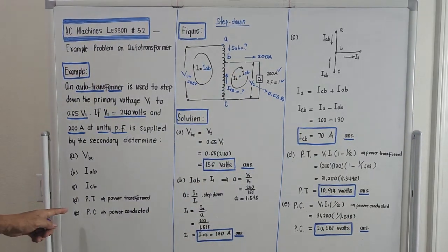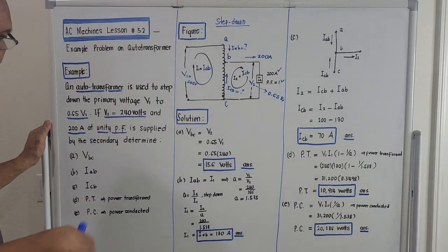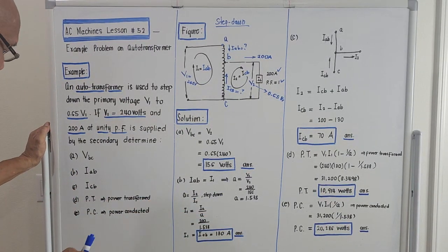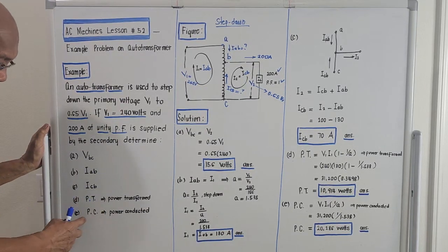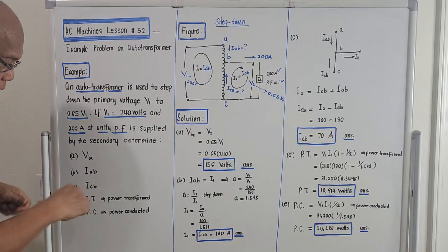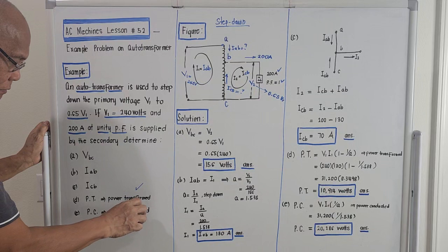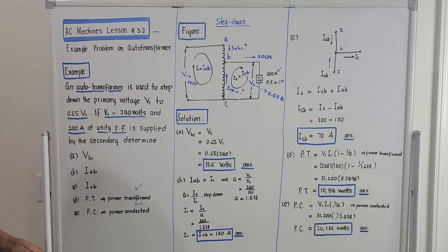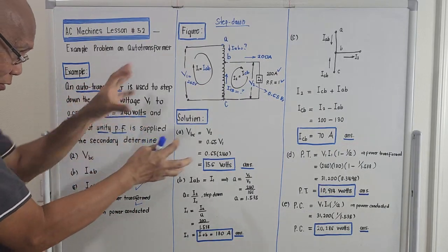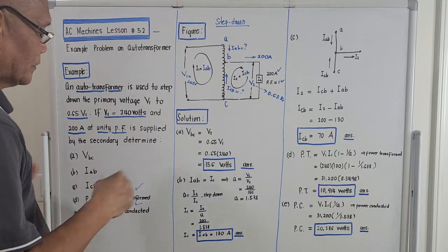And letter D: since there are only two powers involving an auto transformer, the so-called power transformed and power conducted, the problem is asking for PT, the power transformed, and the power conducted. This is just a simple problem if we can visualize the given verbal description as a circuit figure. Let's try to bring out the solution.